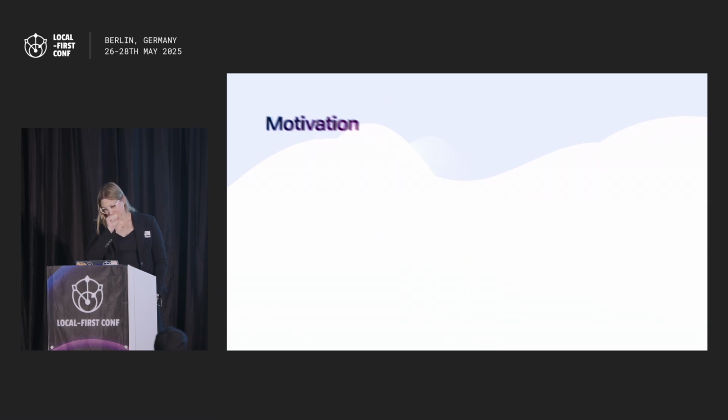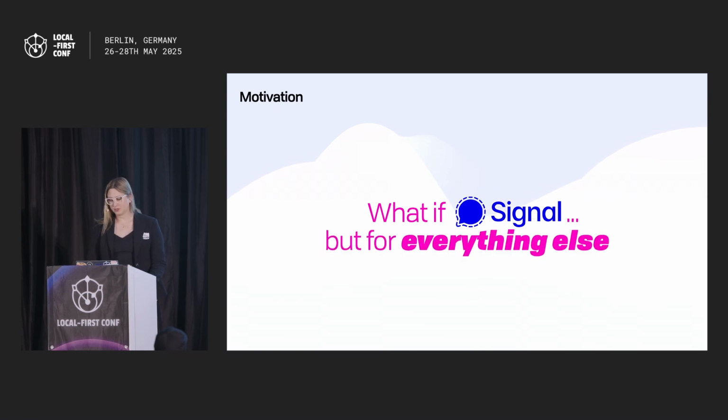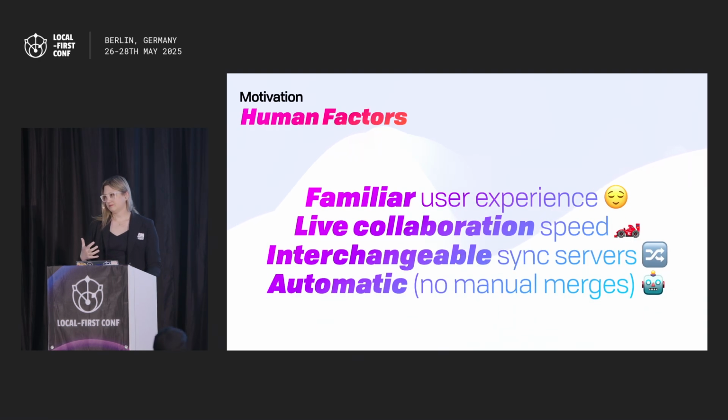So, motivation. Basically, the way I've been describing this to people is, what if Signal, the messaging app, which is end-to-end encrypted, worked for everything else, things that aren't just messaging? We want Localfirst, in general, but also especially auth, to be familiar to people. We don't want people to have to learn a huge new concept and stack of things and DSLs and all of these, right? It needs to work at live collaboration speed, work with interchangeable sync servers, right?